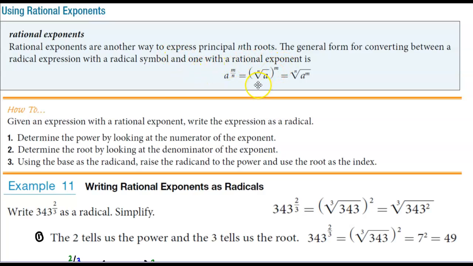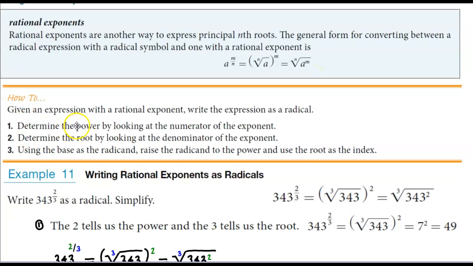A to the power of m divided by n is the same thing as saying the nth root of a raised to the mth power. That means the denominator in the fractional exponent is the nth root, and m is the exponent that you raise it to. You can also write it as the nth root of the radical sign of a to the m.